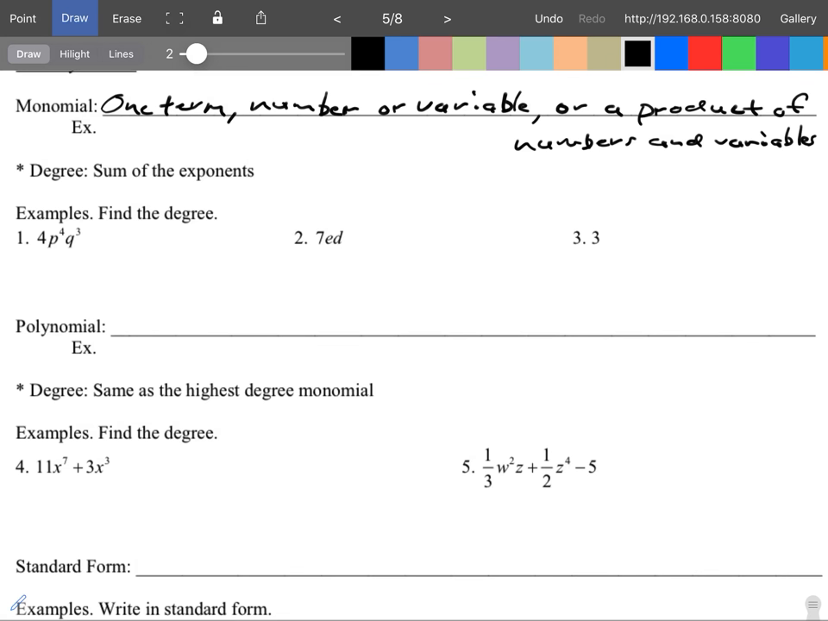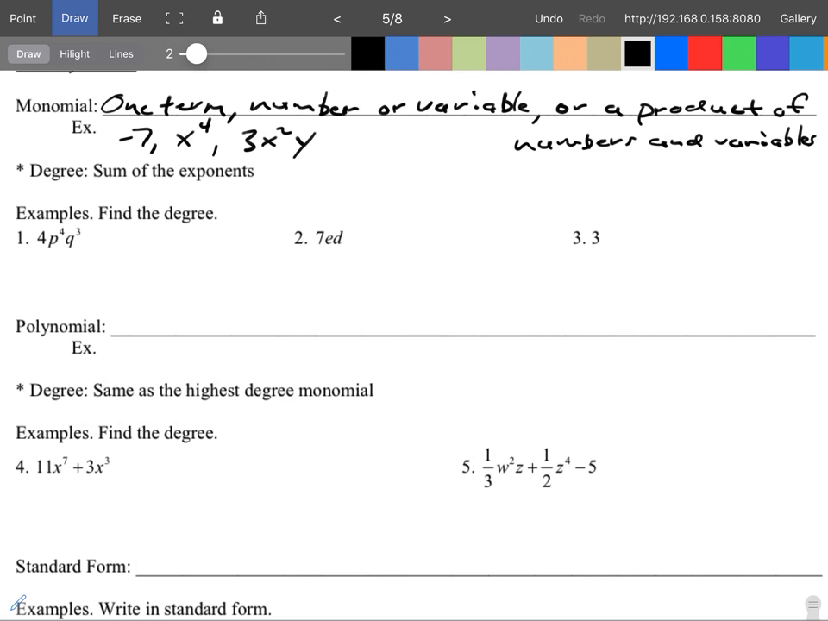So let me write down a couple of examples for you guys. So it could be just a number, so it could be something like -7. It could be just a variable, it could be like x to the 4th power. Or it could be a product of numbers and variables, so it could be like 3x squared y. So there's 3 examples of monomials.